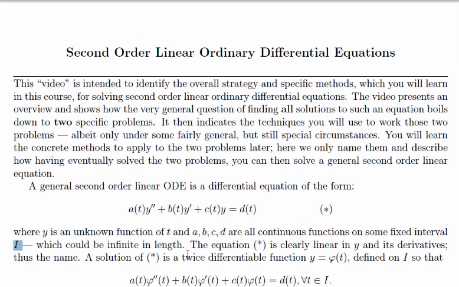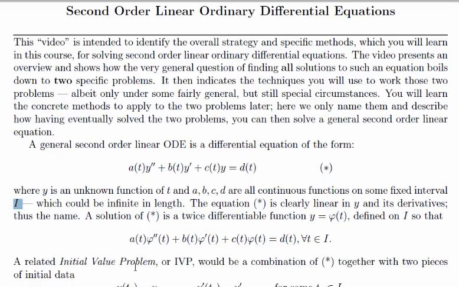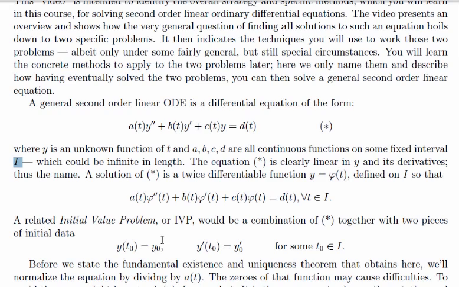The equation star is clearly linear in y and its derivatives, thus the name. A solution of this differential equation is a twice differentiable function, y = phi(t), defined on the interval so that it solves the equation. If you put phi(t) in, you get the same thing on both sides.